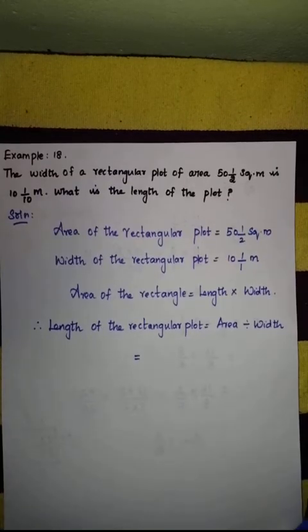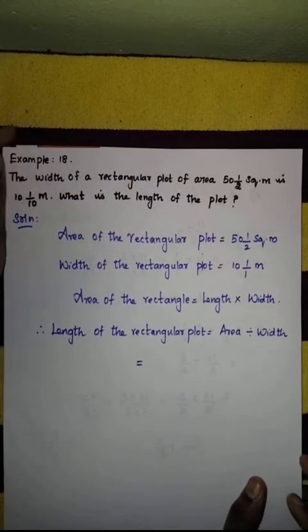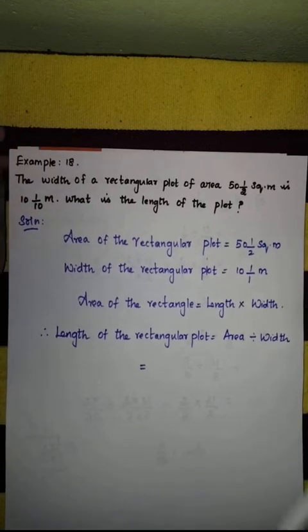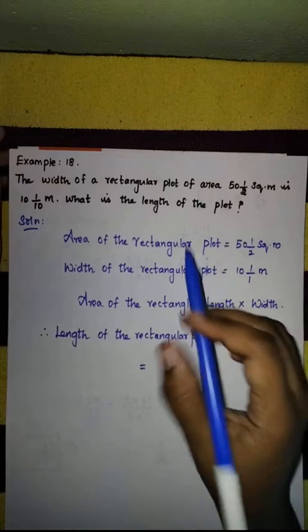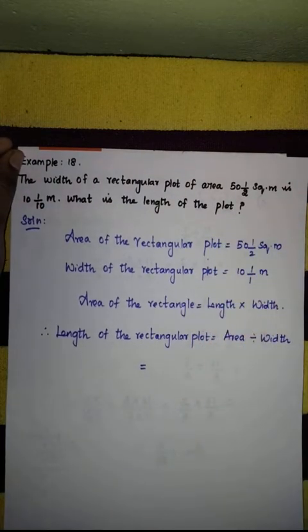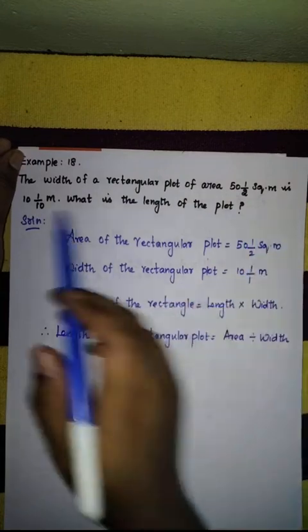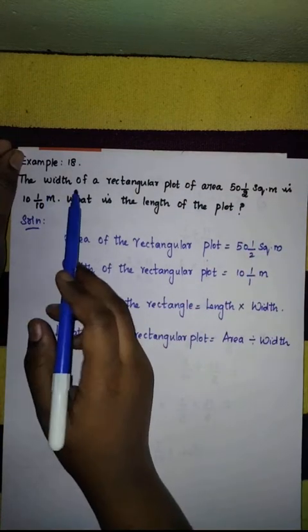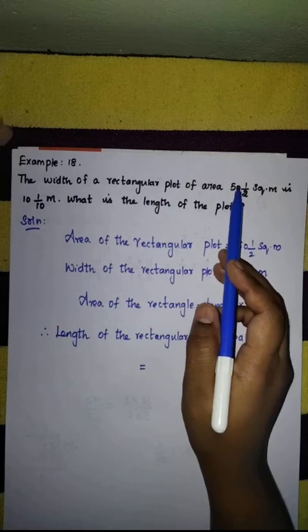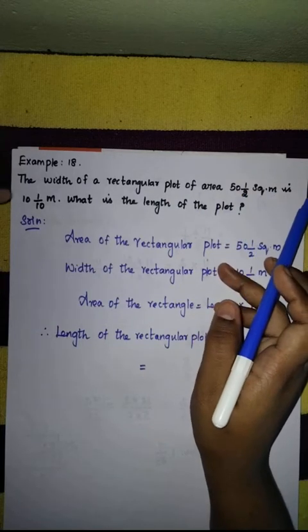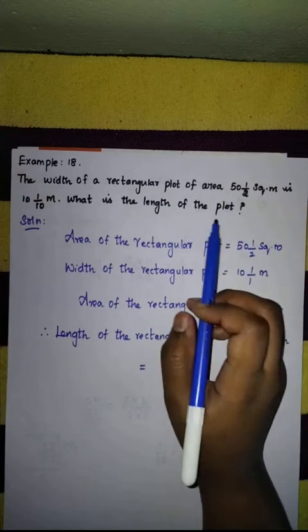Okay, our next question. Example 18, page number 27. The width of the rectangular plot of area 51 by 2 square meter is 10 1 by 10 meter. What is the length of the plot?